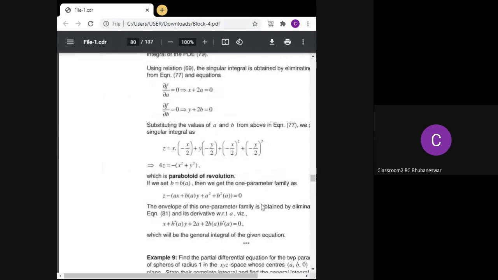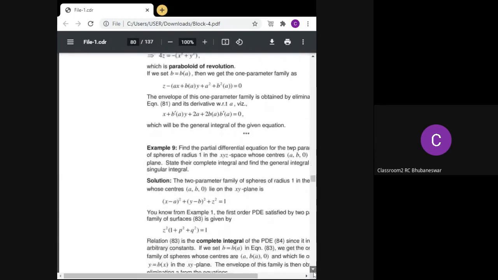Now we are eliminating by calculating the first order partial derivative with respect to parameter a and parameter b, equating to 0. We have a relation for a and b in terms of x and y. That means a equals minus x by 2 and b equals minus y by 2. Finally, substituting back these two values, we will be able to find the singular solution of the linear first order partial differential equation.